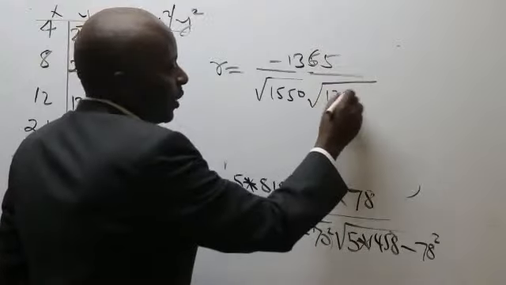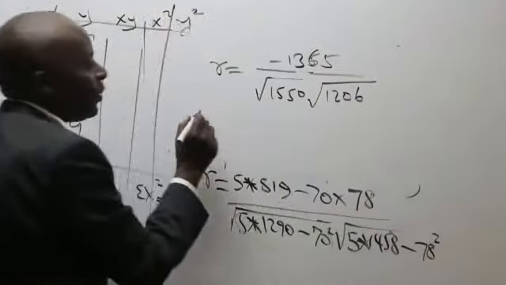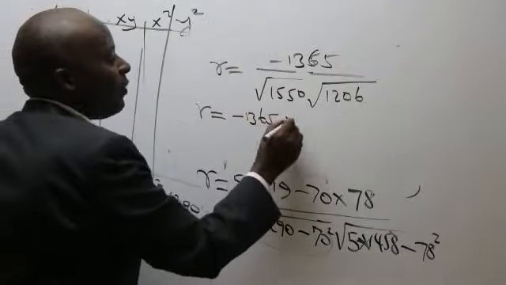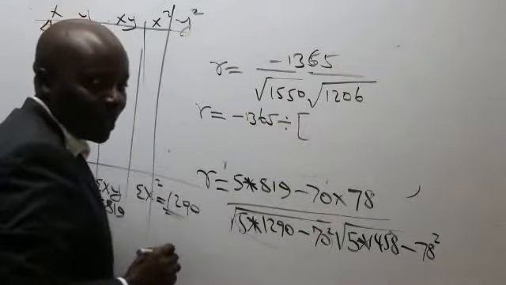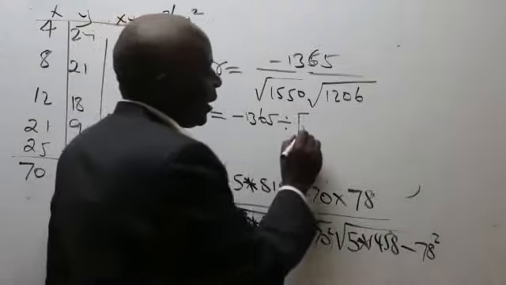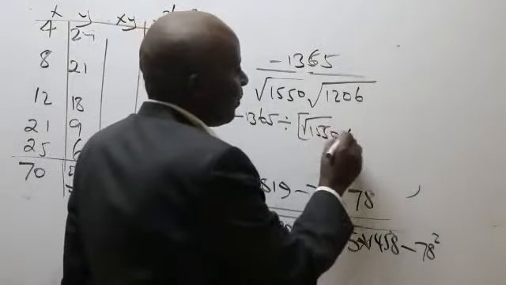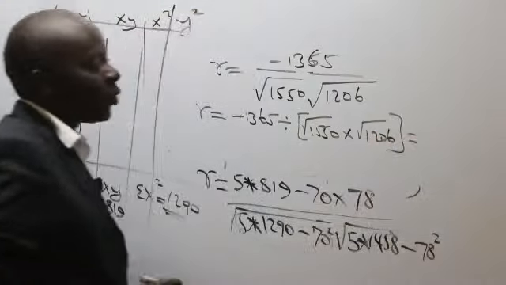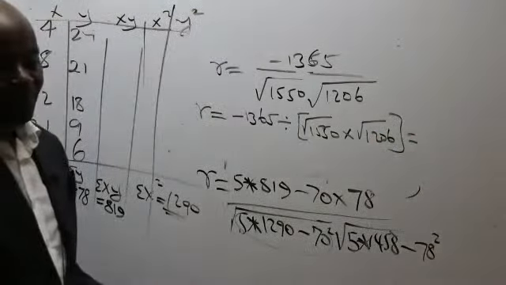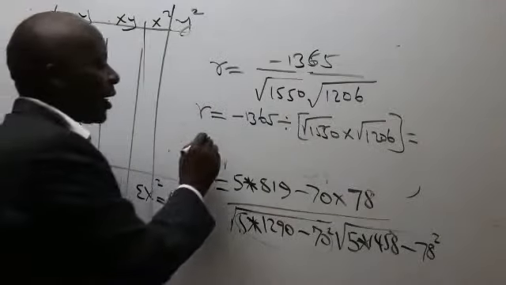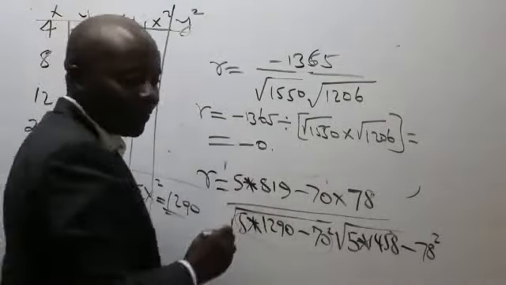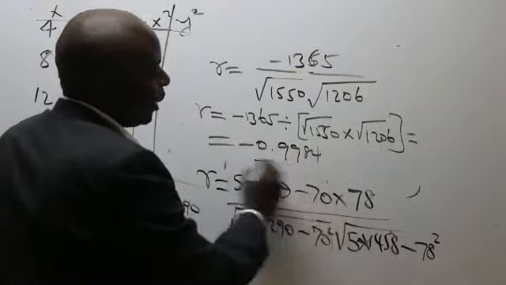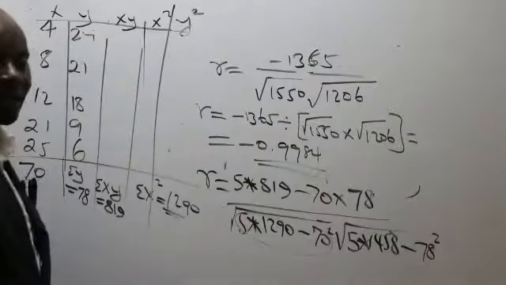Now if I go to my calculator, I will press minus 1365, divide by open bracket for the denominator, square root of 1550, times square root of 1206, close bracket. That's how I press this in my calculator. You'll see that this ends up giving us negative 0.9984, or 0.9985, or even 0.9986.